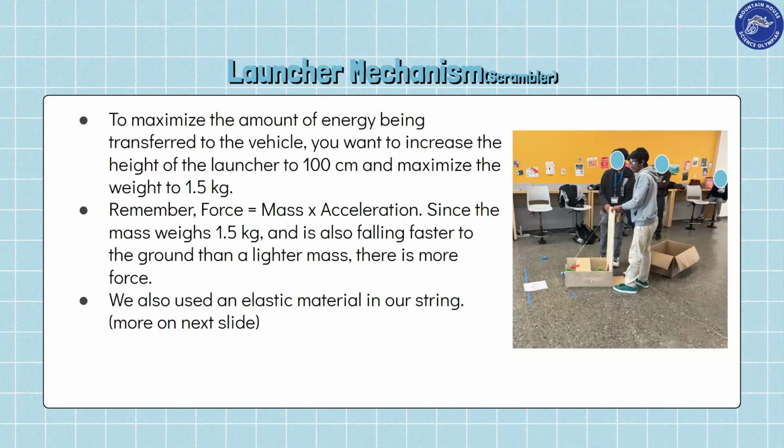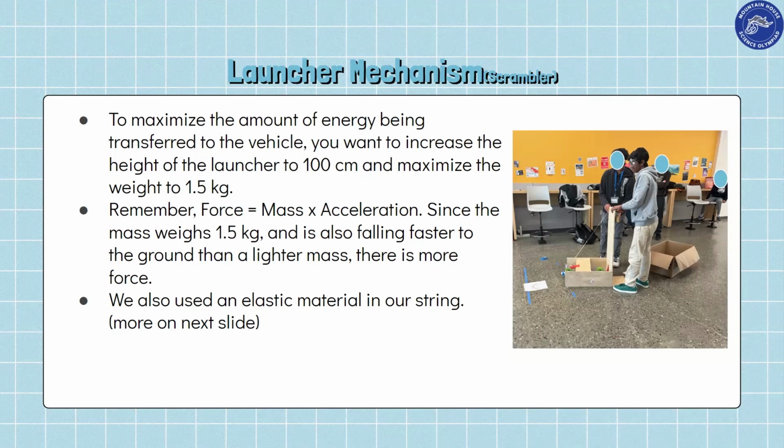So, this is a continuation of our launcher mechanism for Scrambler. To maximize the amount of energy being transferred to the vehicle, you want to increase the height of the launcher to 100 centimeters and maximize the weight to 1.5 kilograms. By this, what we mean is that every year there's specifications on how tall your launcher can be. Ideally, you just want to max it out.